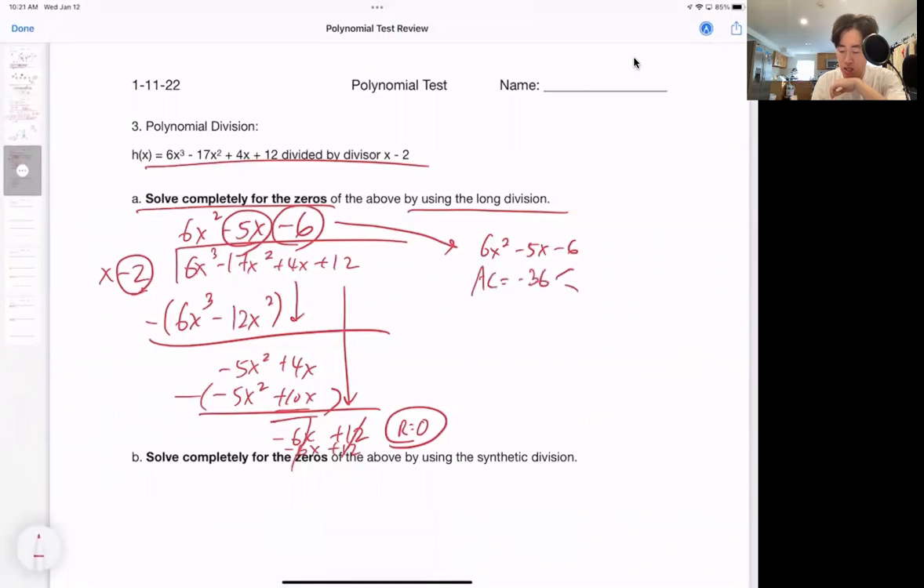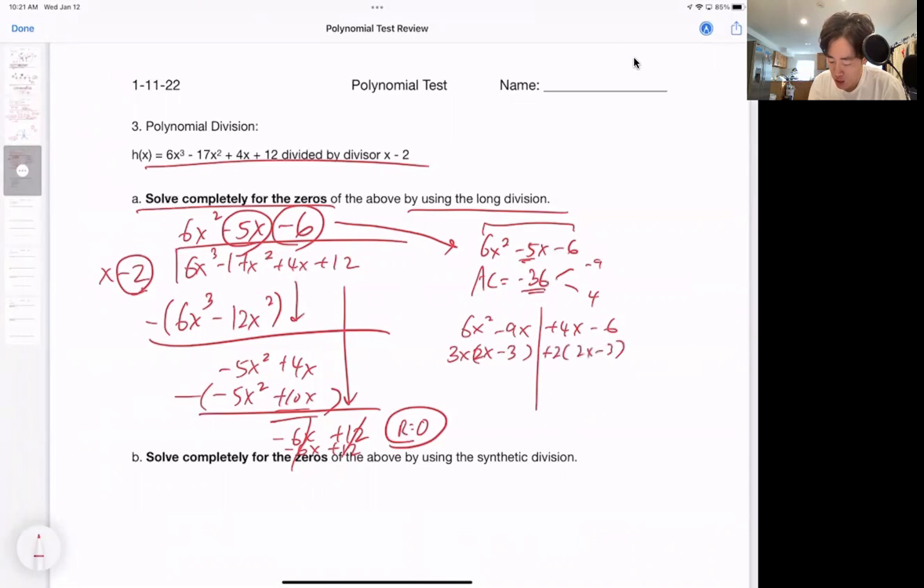AC is negative 36. Two numbers that multiply to negative 36 but add to give you negative 5 are negative 9 and positive 4. By the way, I'm getting negative 36 because 6 times negative 6 is negative 36. So 6x squared minus 9x plus 4x minus 6. Draw that wall, factor it out. 3x(2x minus 3) plus 2 times (2x minus 3). Therefore, my two factors will be 2x minus 3 and 3x plus 2.